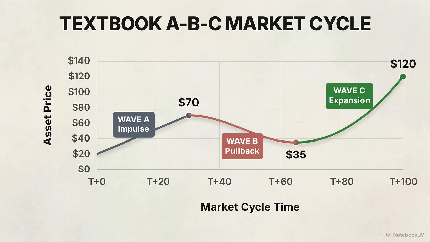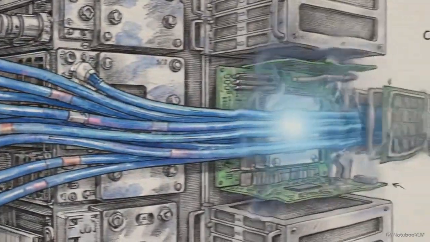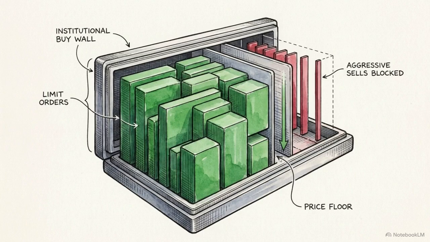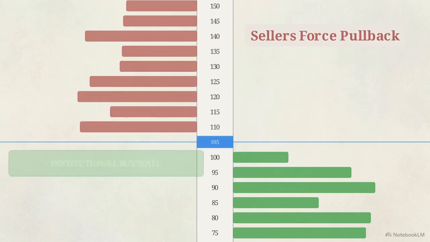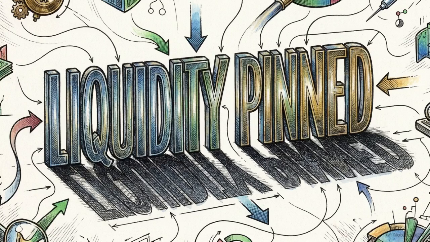C expansion. But when major institutional algorithms are in a violent hurry to accumulate an asset, they cannot afford to let the price breathe. Allowing a deep pullback means letting rival algorithms or retail traders buy in at a discount, so they alter the order flow. The moment the initial wave A push ends and sellers attempt to force that pullback, institutional buyers step in with massive passive limit orders, absorbing the sell supply. They engineer a specific structural trap known as the compressed AB spring.